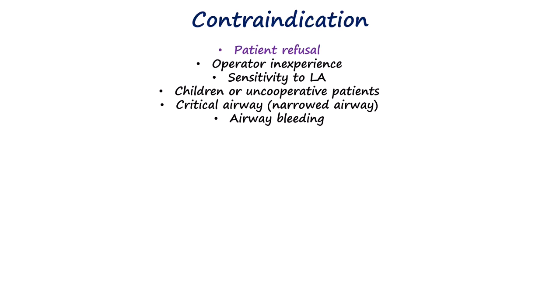As with any procedure, awake fiberoptic intubation has specific contraindications, the most important being patient refusal or noncompliance. Other relative contraindications include inexperience, sensitivity to local anesthetics, and uncooperative patients such as children or those with special needs. Patients with a critical airway, such as those with stridor, are at risk of complete obstruction if a fibroscope is passed through the narrowest part of the airway. Similarly, fiberoptic intubation is not recommended in the presence of airway bleeding from trauma or tumor, as blood can obscure the visual field.